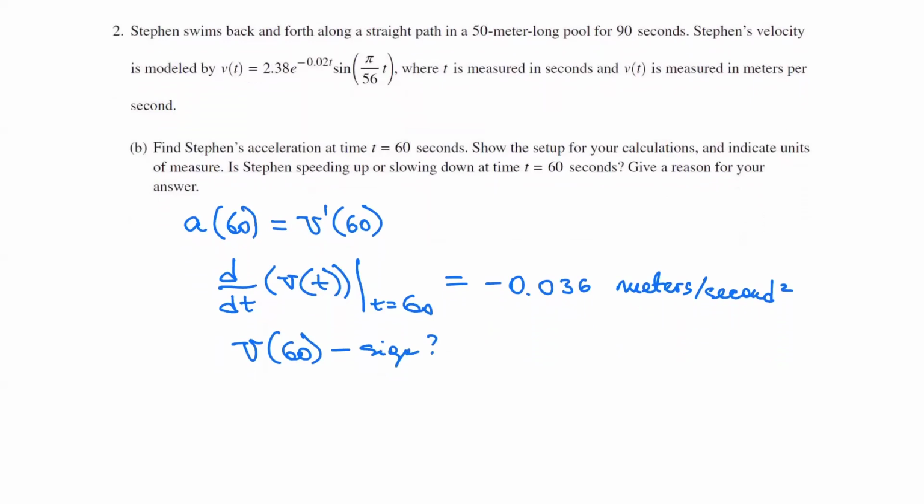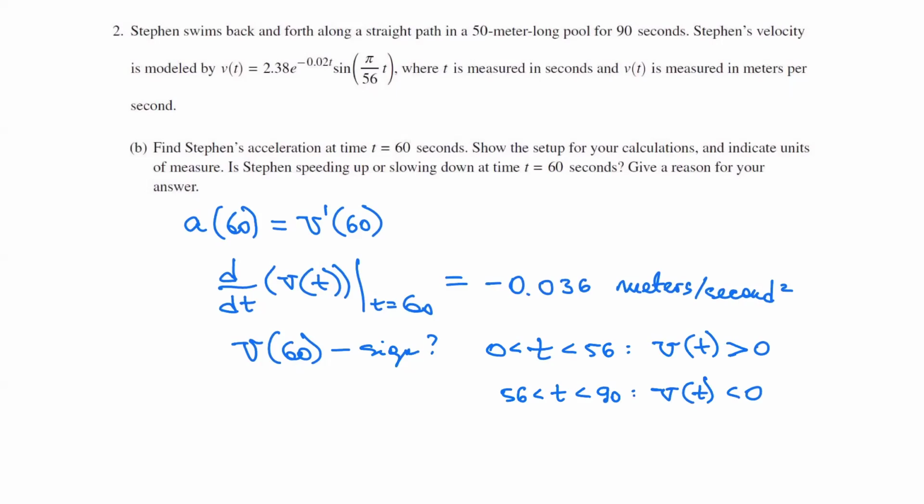And recall from part A that when t was between 0 and 56 seconds, the velocity v of t was positive. And then between 56 and 90 seconds, the velocity was negative, as followed from the graph. And we actually found that at 56, it changes direction from positive to negative.